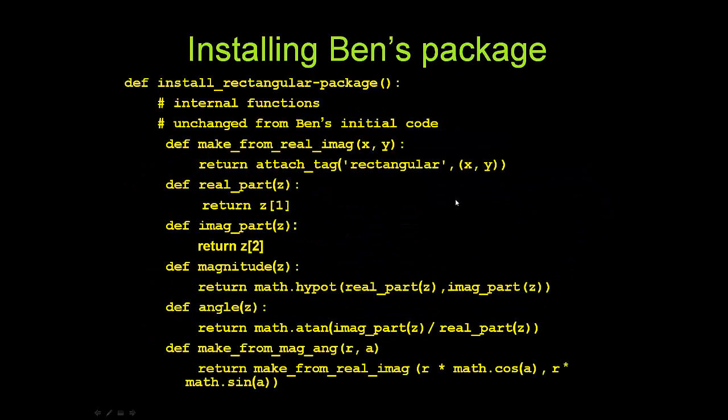Okay, let's take a look at how we will install Ben's package. So Ben's package, remember, is the one that deals with the rectangular coordinates, right? So it's actually, we call this function to install the package, install_rectangular_package, okay? Now, basically, it defines a whole bunch of these operations. These are what you saw earlier. So it is make_from_real_imag, real_part, imag_part, and so forth, right?